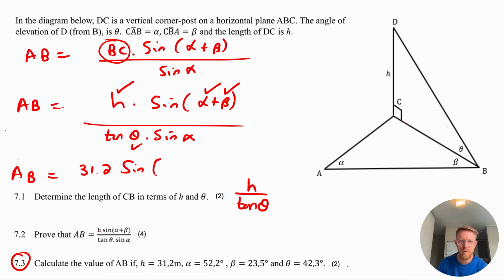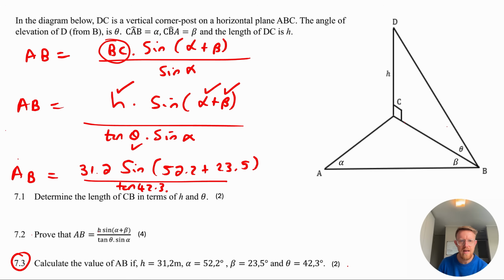Sin of alpha, which is 52.2, plus beta, which is 23.5, and then at the bottom we've got tan theta, so tan of 42.3, and then sin of alpha, which is 52.2. Doesn't get easier than that. Then you just fill that all in, and so we should get 42.05. Then just check, did they give us any units? Oh yeah, there is meters over there, so we'll just say meters.